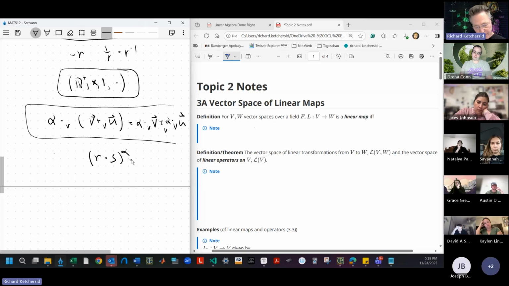Okay, so is that the same? What is this side going to do? This is going to be r to the alpha times s to the alpha, because this plus turns into this times. Alpha dot v is v to the alpha. Alpha dot u is u to the alpha. So it turns into that. Okay, so is this true?